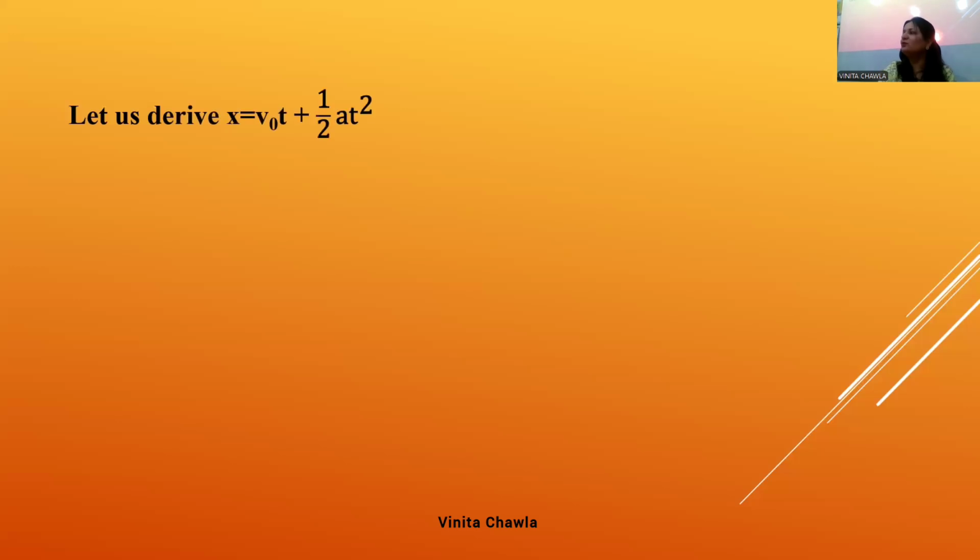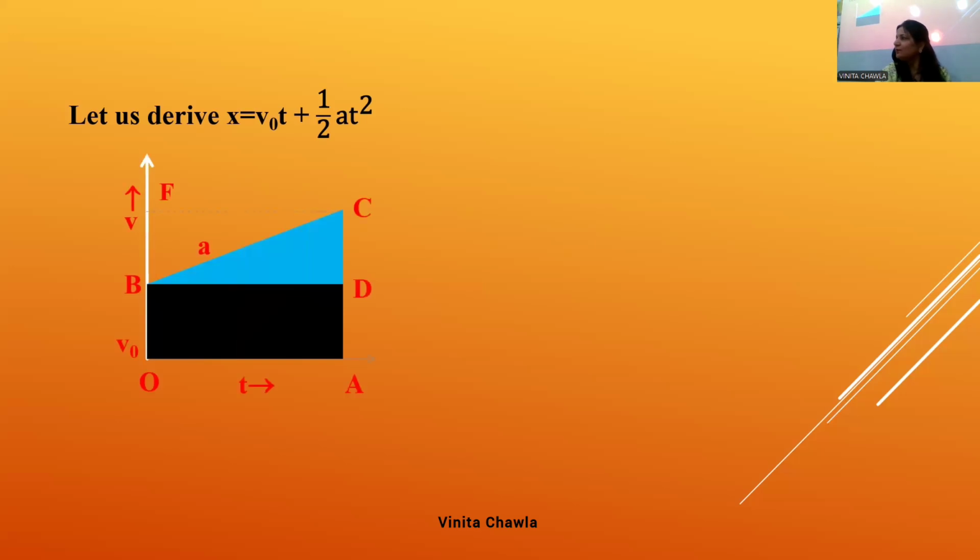Derive second equation of motion. So second equation of motion is x is equal to v naught t plus half at square. Because here we have displacement, velocity, and time. Yeah, these quantities we have here in this equation. So for this we need to find displacement. So we will find area under curve in the same VT graph that we have. Okay, so area under curve, we can see that this shaded portion represents area under curve.